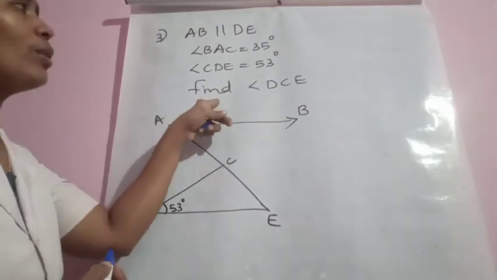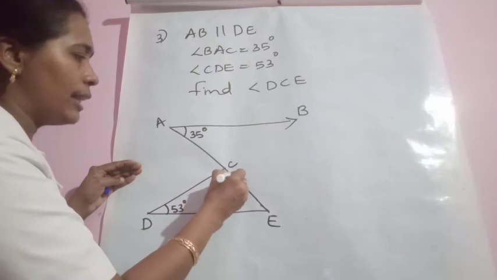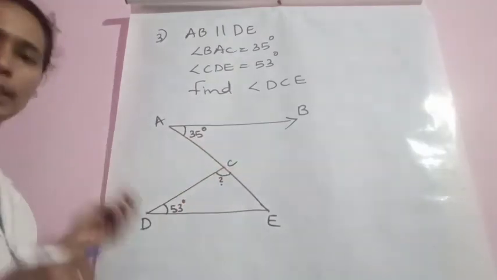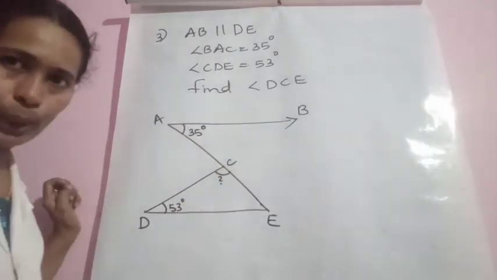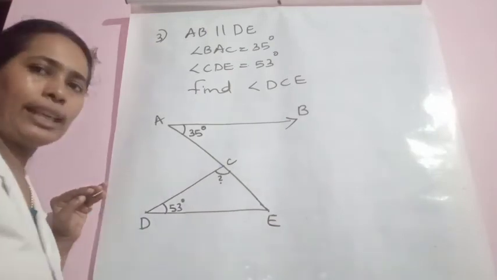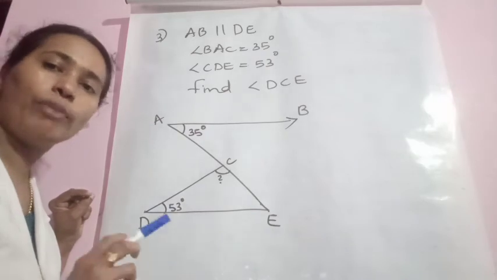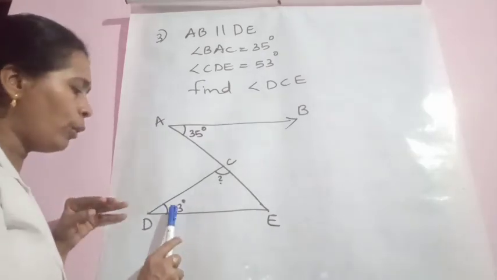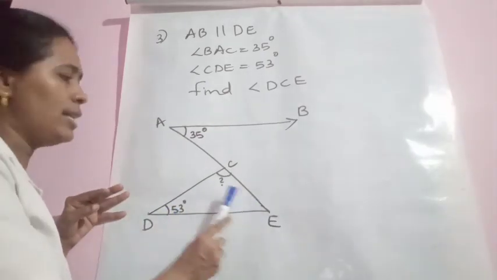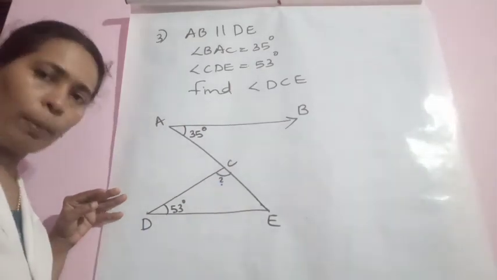And what is our question? Find angle DCE. The angle C is missing. This is the question given to you. See, look at this one. DCE is in the form of a triangle. And if you know this angle and this angle, it is very easy to find it using angle sum property.